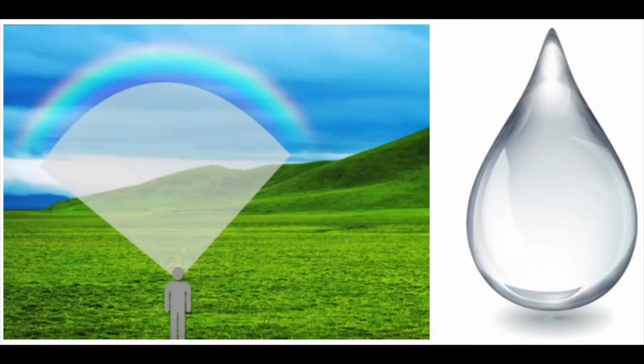As sunlight enters the droplet, it slows and changes direction. Once inside the droplet, the light reflects off the back inner surface, then refracts a second time, blending as it travels out of the water and back into the air.